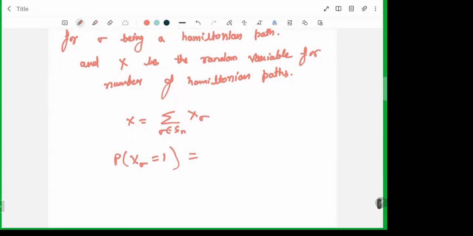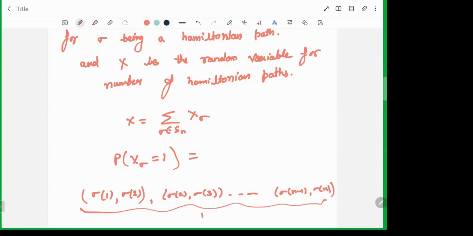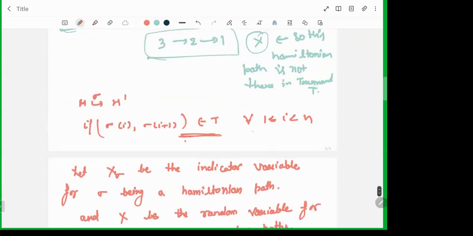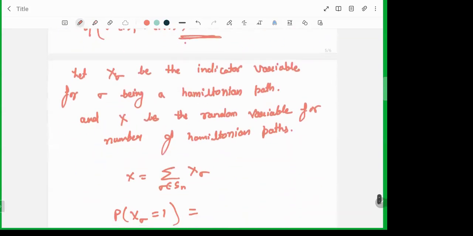So there are two possibilities. How many tuples do we have? Sigma 1, sigma 2; sigma 2, sigma 3; and so on, up to sigma n minus 1, sigma n. We have this many tuples, so we have n minus 1 tuples. At each point, each sigma i, sigma i plus 1 should be in T for this to be a Hamiltonian path, right?